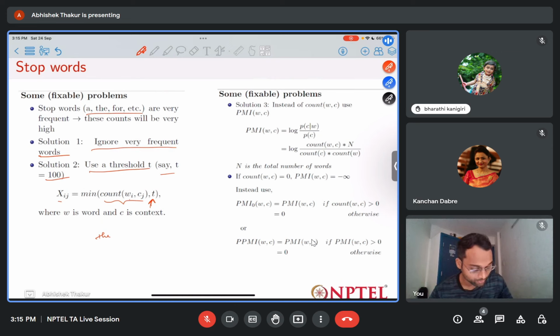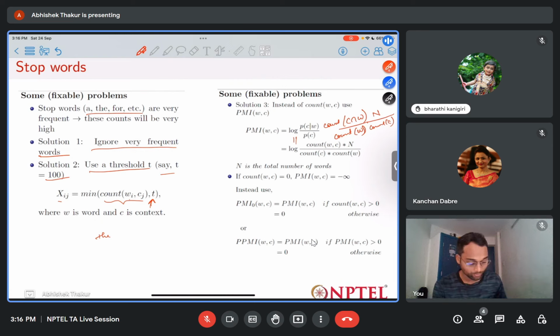We also know that the probability of C given that W has occurred is the probability of C intersection W divided by the probability of W, and the probability of C is the count of C divided by the total number of words. And the probability of W is, sorry, the probability of C intersection W is the count of W intersection C divided by the count of W. So it is written here in the same way.